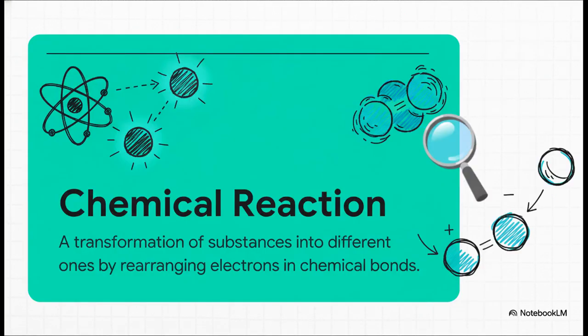And you know who the key players are? It's those electrons on the outside. A chemical reaction is basically just a process where atoms share, steal, or trade electrons. And this whole rearrangement creates new connections. We call them bonds. And those bonds form totally new substances with completely different properties.